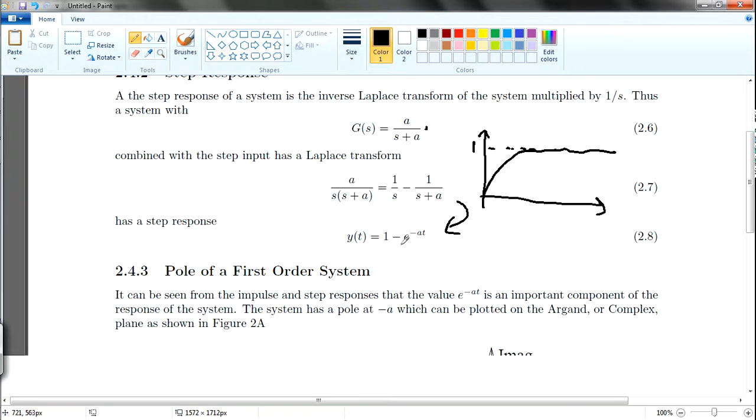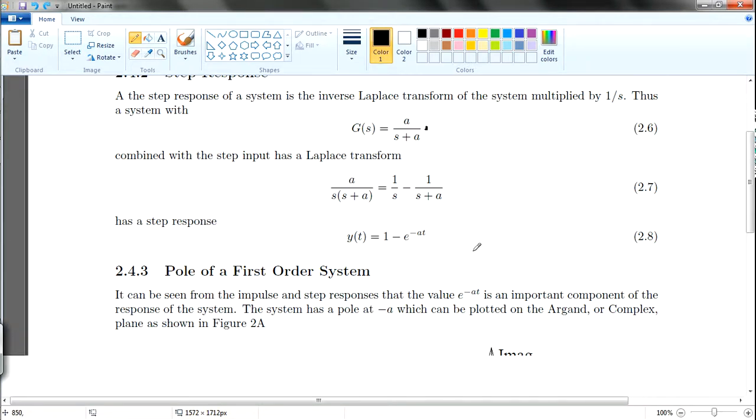At time 0, e to the power of 0 is 1, so 1 minus 1 is 0. Therefore, when you start to increase the time, this will start to go up and eventually reach, I mean near 1, because e to the minus at will never become exactly 0. It can be a very, very small value, maybe 0.0000005, and then 1 minus this is nearly 1. I hope you get what I mean.